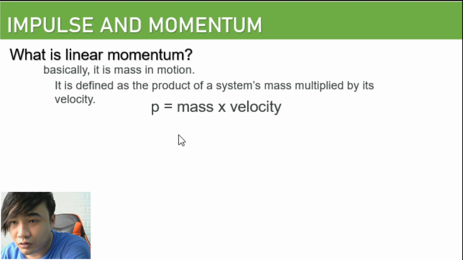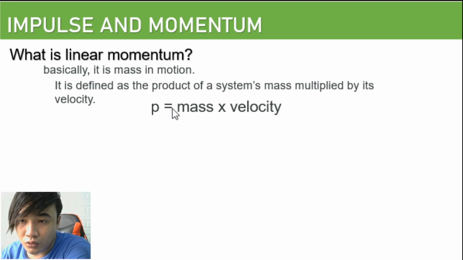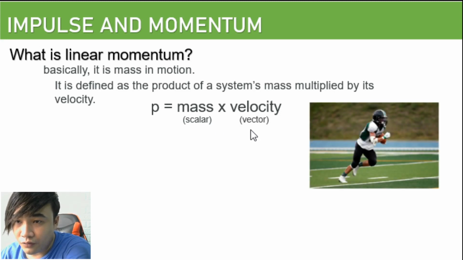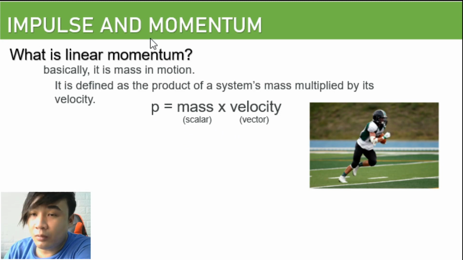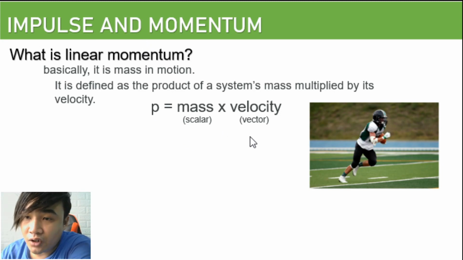So simply, ganito yung notation niya. P is equal to mass times velocity. So P is equal to mv. m is a scalar and v is a vector quantity, so momentum is a vector quantity.